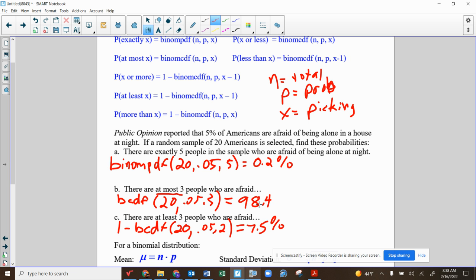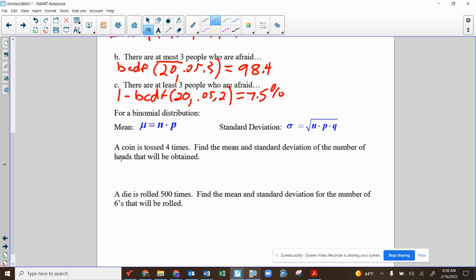So that's how you would use the menu in your calculator. So again, second vars to get into that spot. Make sure you're choosing the correct one, PDF or CDF. Follow along with the formulas. All right, and then the last thing, mean and standard deviation for a binomial distribution. These can only be used in a binomial distribution. This does not apply to other things that we're doing.